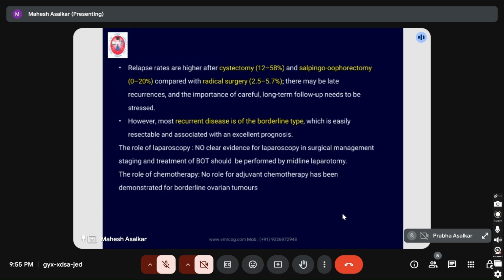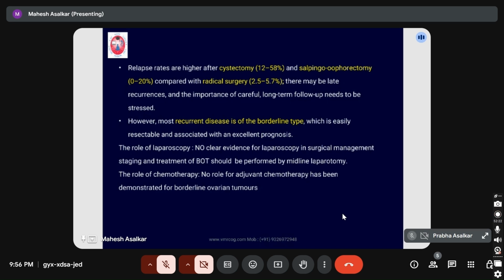There may be late recurrences, and the importance of careful long-term follow-up needs to be stressed. However, most recurrent disease is of borderline type, which is easily resectable and associated with excellent prognosis. So even if there is a recurrence, the recurrence is of borderline type only, and they have a good prognosis. What is the role of laparoscopy?